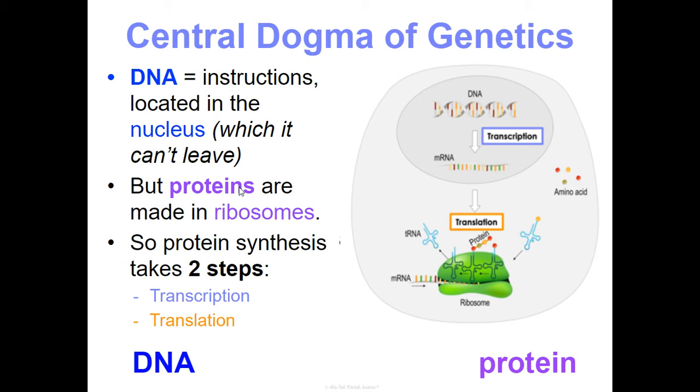So putting that all together, DNA to protein first starts with transcription, that turns it into RNA, and RNA then gets translated into a protein.